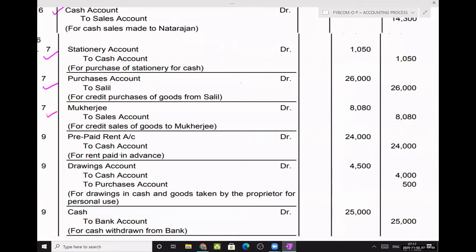Prepaid rent is which type of account? Personal. Please don't look at the word rent. We will put it in nominal account. I know that many students make that same mistake. Prepaid rent is not a nominal account. It is treated as a personal account. Yes. Debit the receiver.